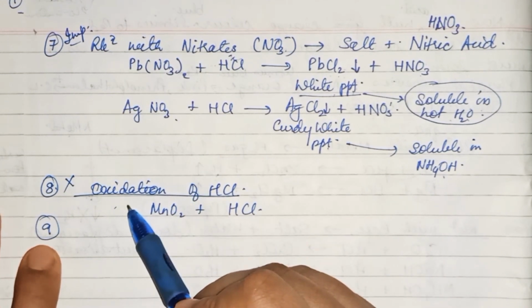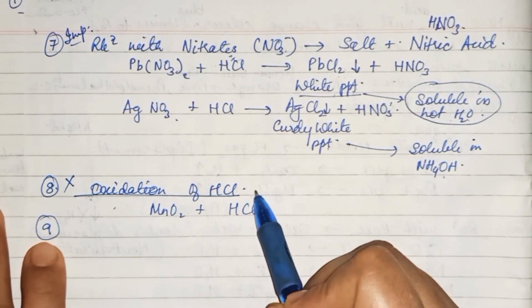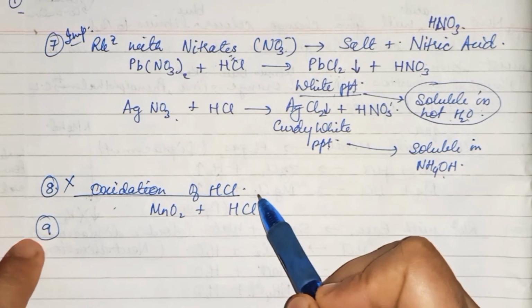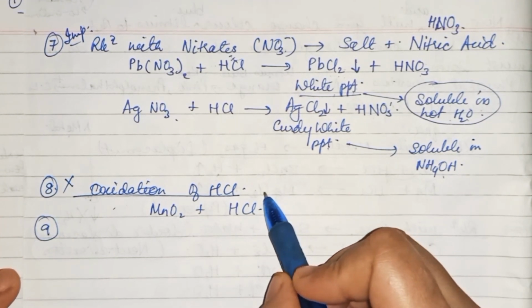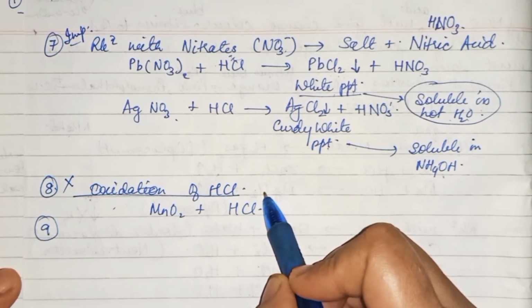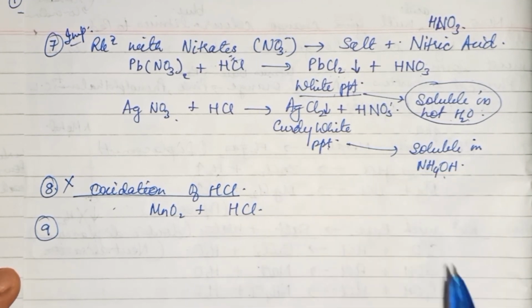And one more important point: oxidation of HCl is removed from your syllabus, so you don't have to learn it. And aqua regia we will discuss in the nitric acid chapter. Okay, so this chapter is finished now. We will start the next new chapter in the next video.